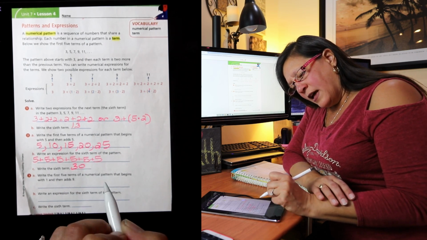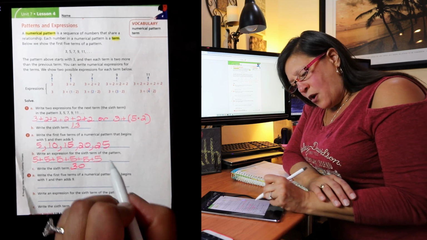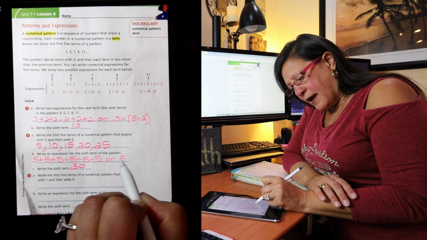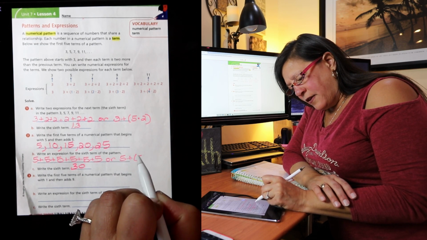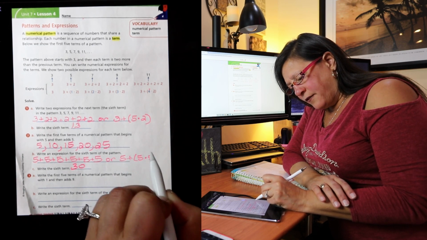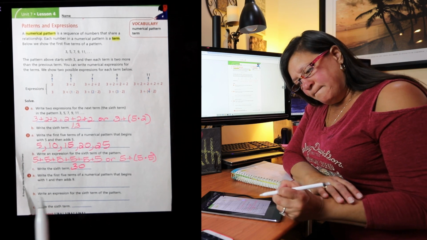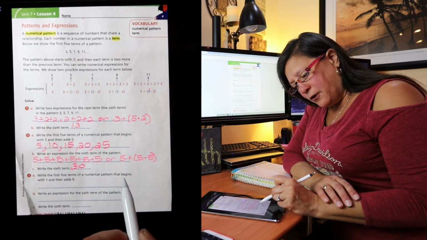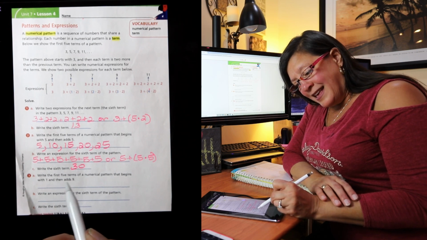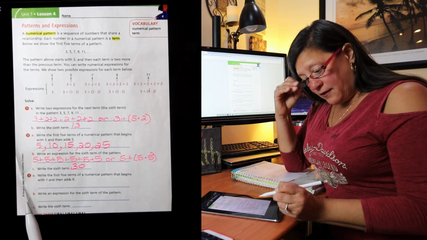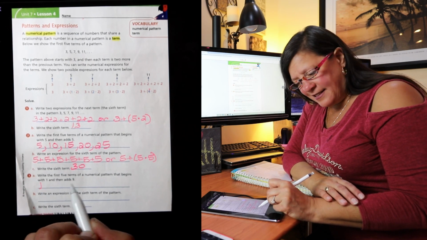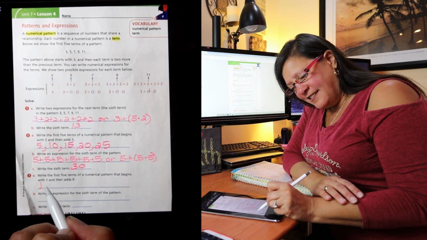Plus 5 plus 5, okay? Or another way to write it would be 5 plus 5 times 5, okay? And 3, write the first 5 terms of a numerical pattern that begins with 1, then adds 8. Okay, so always start with the first term. That would be 1. I'm sorry, did I say 8? I meant 9. Then adds 9.